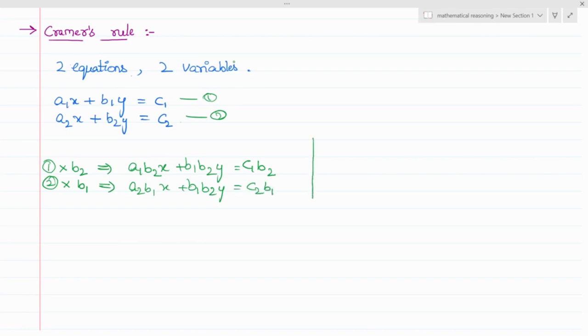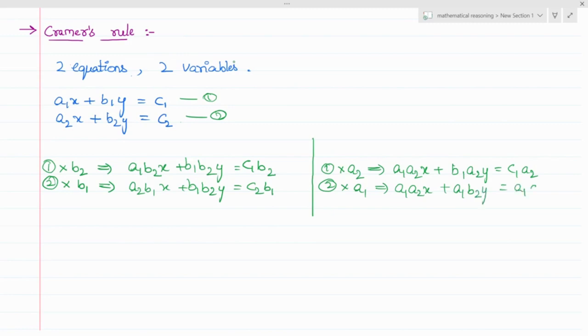Similarly, to eliminate x, we'll multiply the two equations with its coefficients. So the first equation gets multiplied with a2, and here it becomes a1a2x plus b1a2y is equal to c1a2. And the second equation gets multiplied with a1. So this becomes a1a2x plus a1b2y is equal to a1c2. Now let's eliminate by subtracting. So y gets eliminated here, and similarly x gets eliminated here.